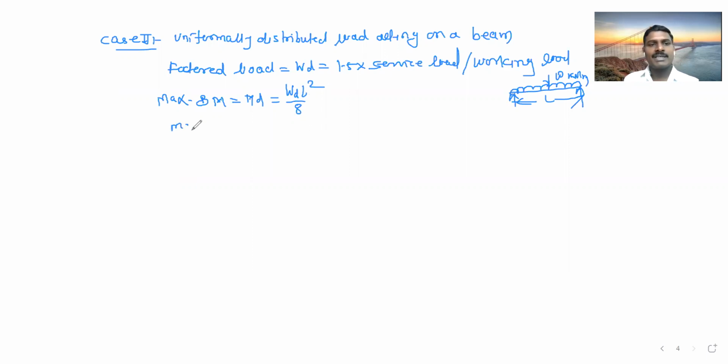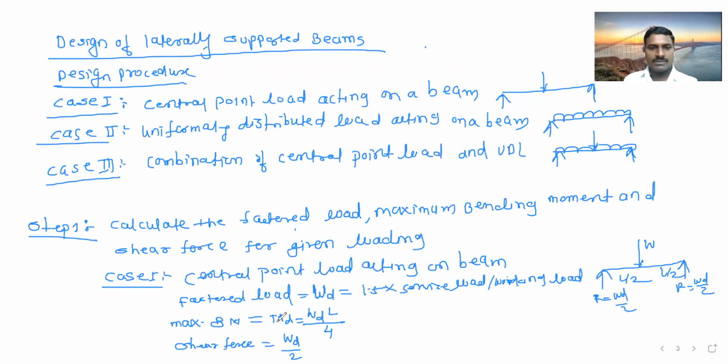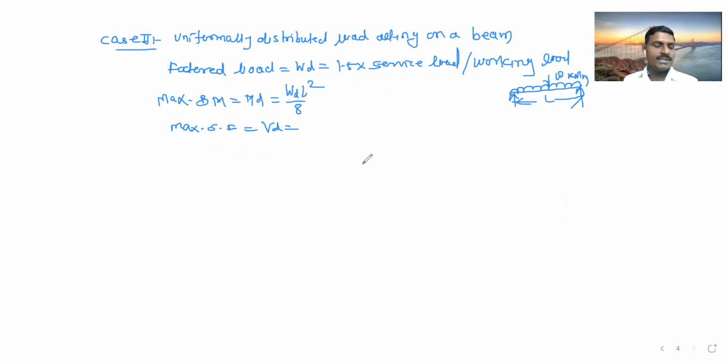And then maximum shear force, that is VD. So here we have written VD. This is nothing but the VD. Shear force is a VD. VD is equal to WDL by 2. WD by W into L.